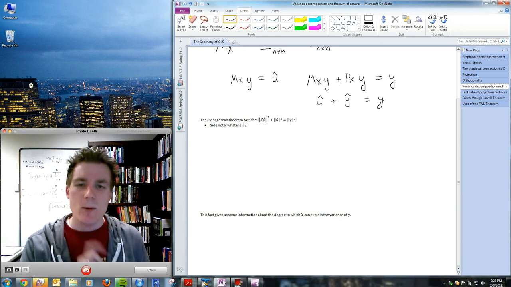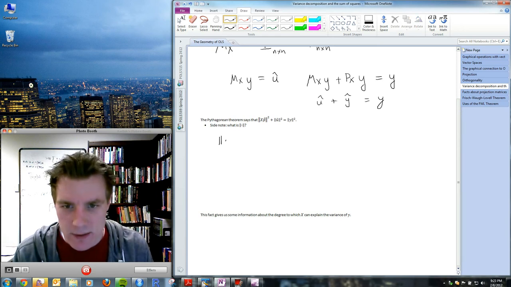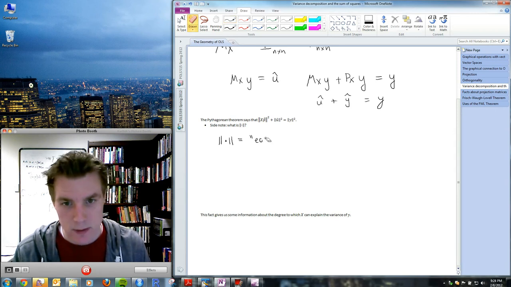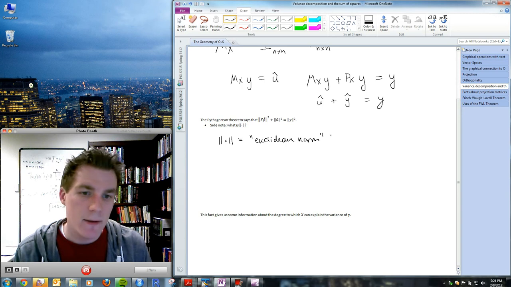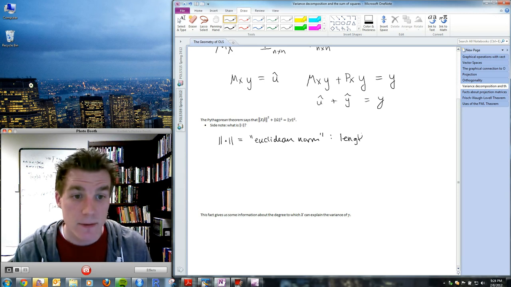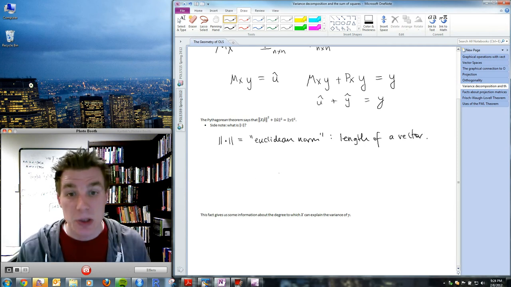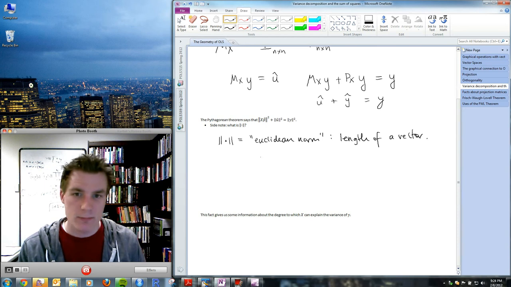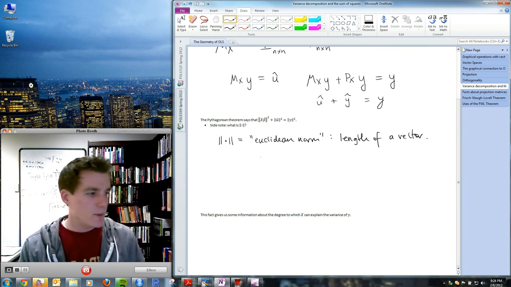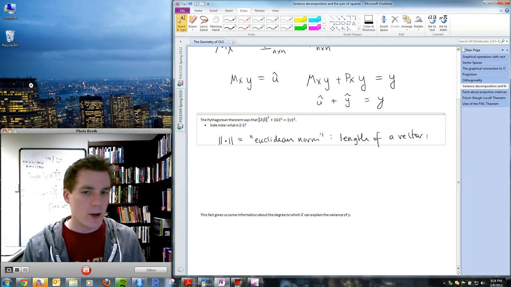So what is this thing that I've got here? Well, this double set of bars with something inside of it is called the Euclidean norm. And that's just a way of denoting the length of a vector. So what we're saying is that the length of x beta hat squared plus the length of u hat squared has to add up to the length of y squared. So y hat squared plus u hat squared equals y squared. Okay, so we've been over that. Hopefully you know that part.